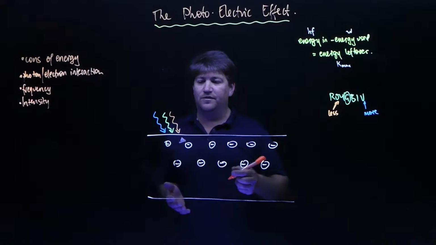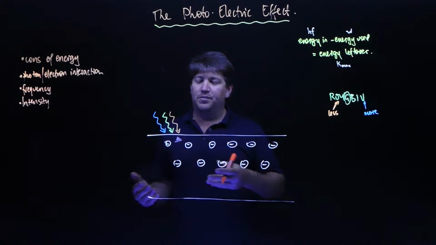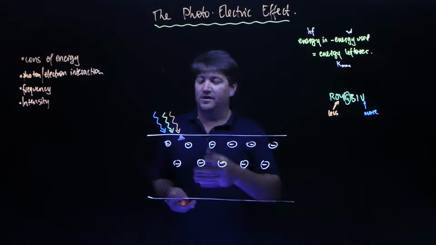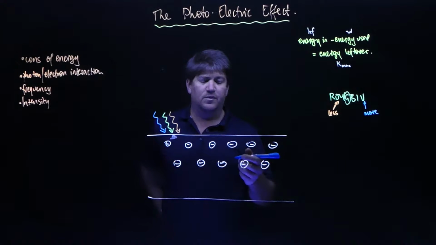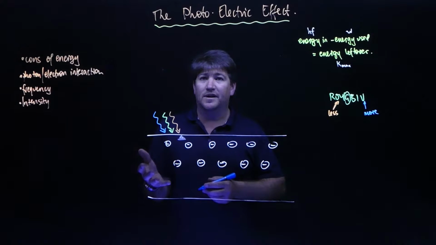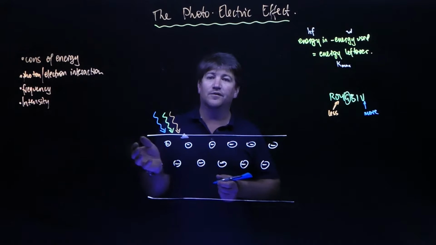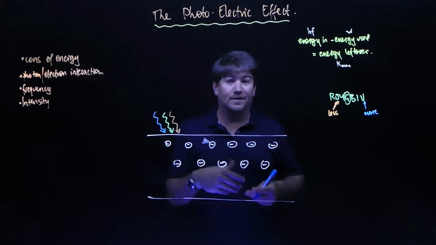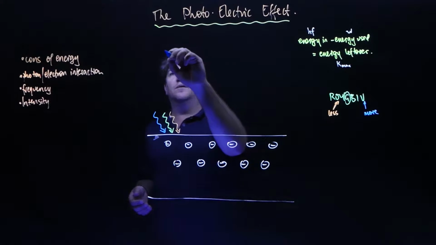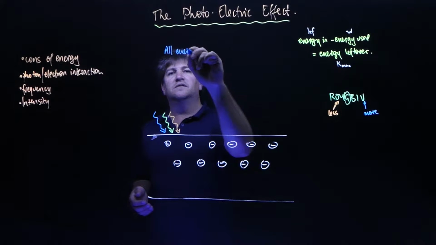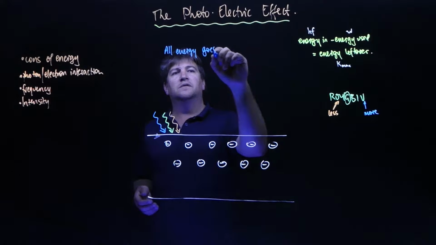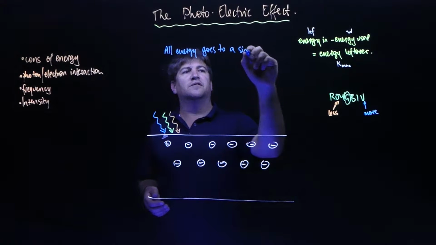Now, we can use blue photons to release electrons in this case, and we might find that the blue photon has more than enough energy. It's just that it can't give some of its energy to one electron and whatever's left over to another one to help it out. It's all energy goes to a single electron.